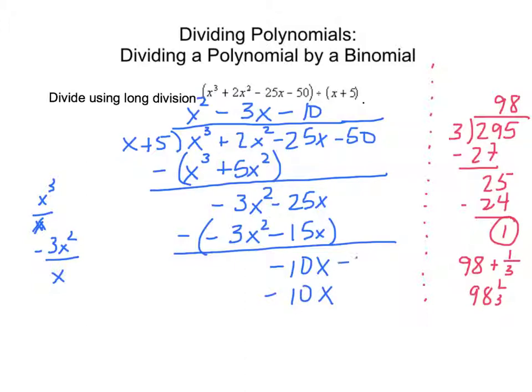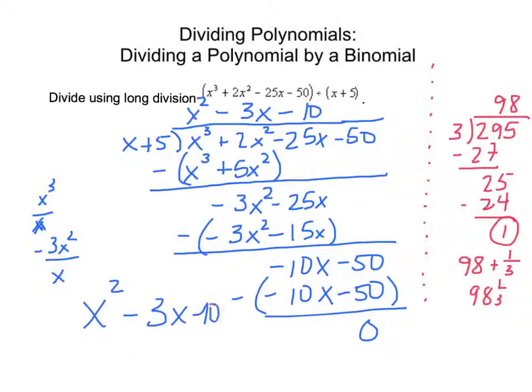I forgot to bring down my minus 50. Minus 10 times plus 5 is minus 50 when I multiply it through, and that works out quite nicely. So we end up with a remainder of 0. So what is that quotient? It's x squared minus 3x minus 10.